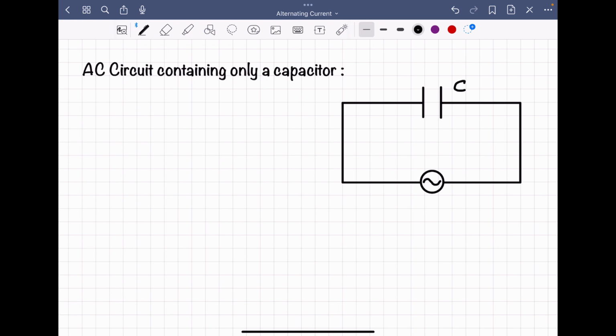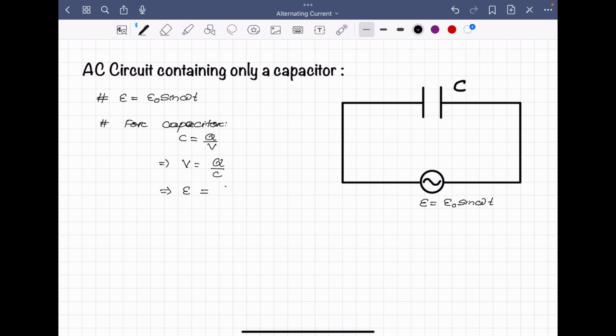AC circuit means we have to give an AC input, so we can write E equal to E naught sine omega t. Just write down this one. In a capacitor, we know C equal to Q by V, or we can write V equal to Q upon C. In place of V here we can write E, so E equal to Q by C. In place of E you can write E naught sin omega t for AC. Then this will come.